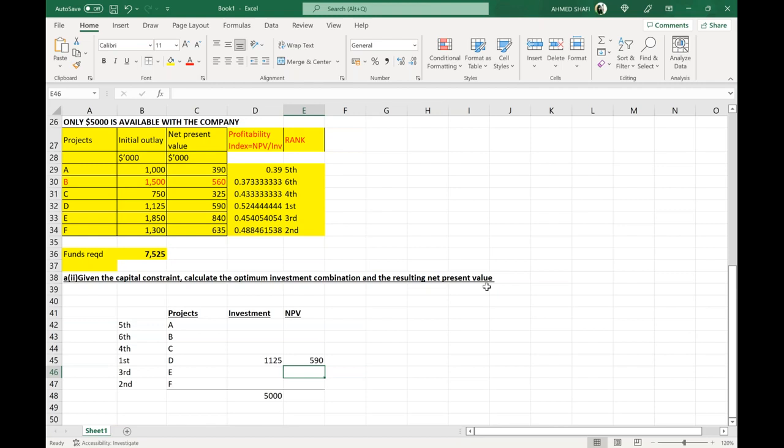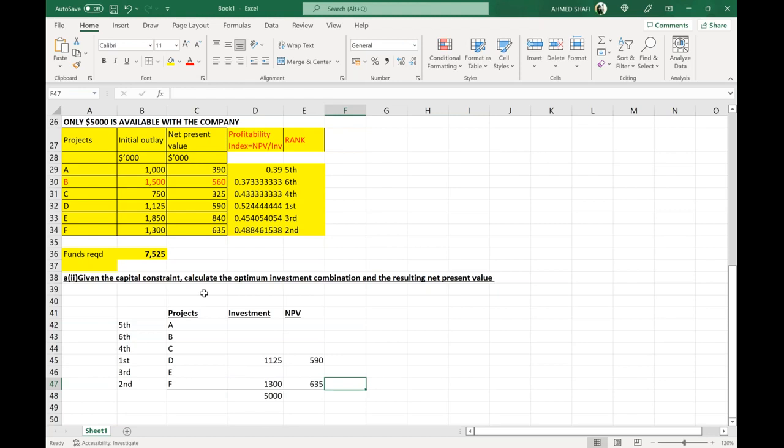Okay. Now, what is the second rank? F. Put money in F. How much does F require? F requires 1,300. Keep an eye on the amount. 5,000 is available, 1125 was spent in D. Now F requires 1,300. Do you have 1,300? Yes. Put 1,300. Since you have invested the full amount in F, you get full NPV. What is that? 635.